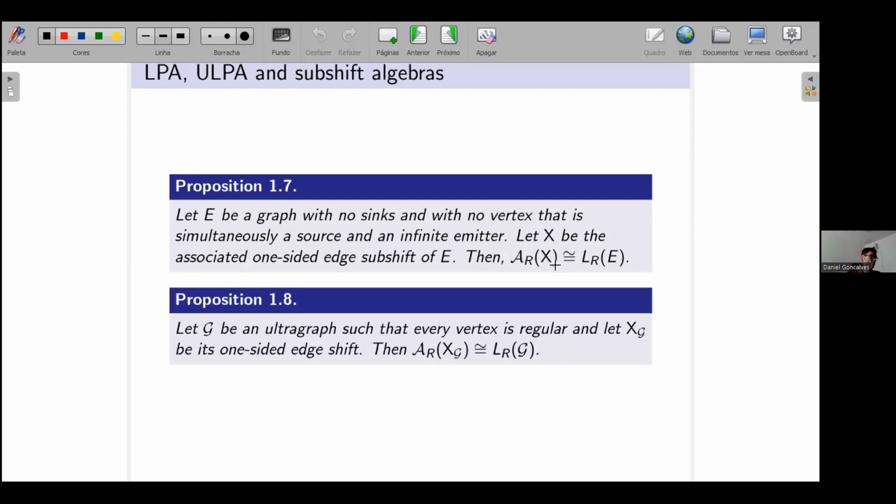And our point of view for infinite matrices was to look at ultragraphs. So ultragraphs generalize these algebras of infinite matrices, right?